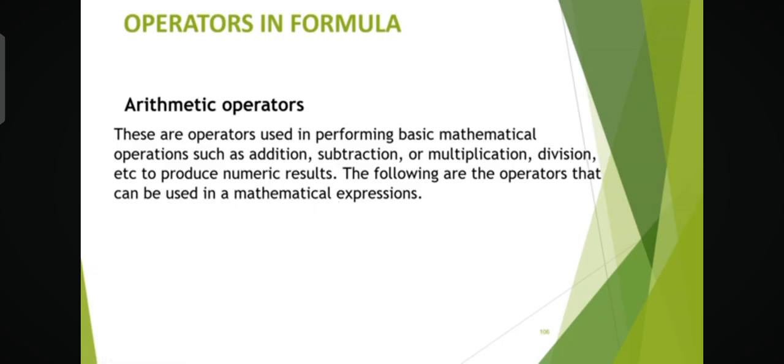Now, arithmetic operators are operators that are used to perform basic mathematical calculations, like addition, subtraction, multiplication, division, etc., to produce numerical results. Usually, arithmetic operators result in numerical results, so adding or subtracting numbers would usually end up giving you a number. Now the following are the operators that can be used in mathematical expressions.